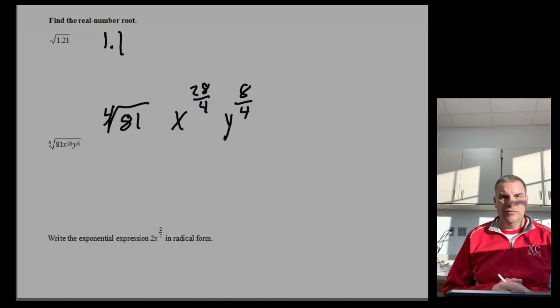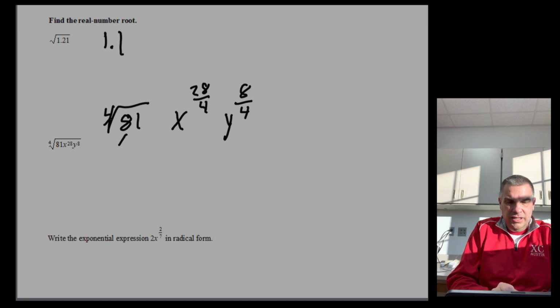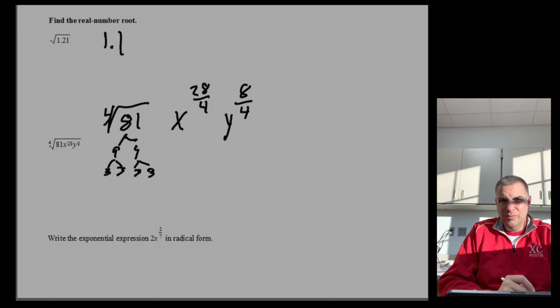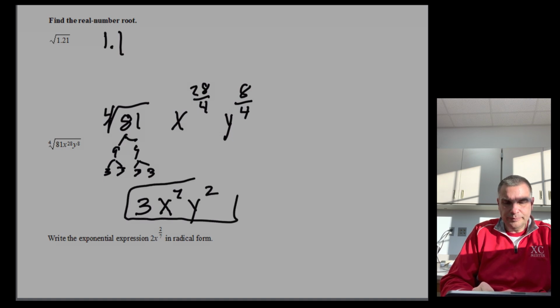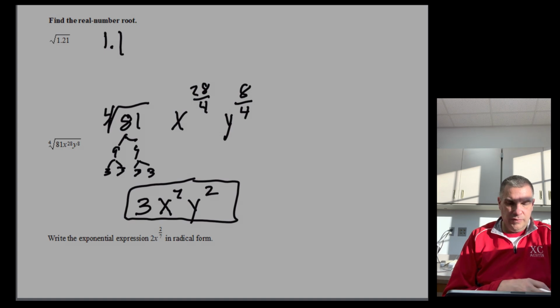Break down the fourth root of 81 if you want to plug it in your calculator. See if that works. If you want to use the factor tree, whatever way you want to do the 81, at this point it's always a good thing to try it to see if it works in the calculator. If it doesn't work in the calculator, then do the factor tree. This gets you 3 groupings of 4. 28 over 4, so 28 divided by 4 is 7, so that's x to the 7th. 8 divided by 4 is 2, so y squared. So there's your solution for the second one.